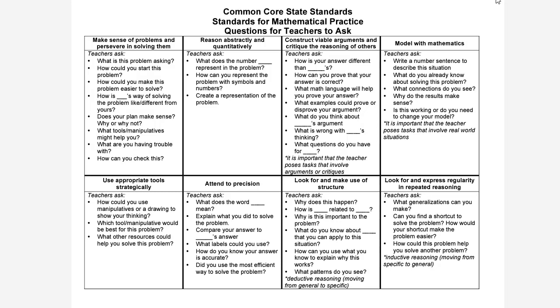Sample math practice standard questions that will help address the 3rd math practice standard are, how is your answer different from somebody else's? How can you prove that your answer is correct? What reasoning or properties do you have to help with proving that answer? What math language will help you out and prove your answer?